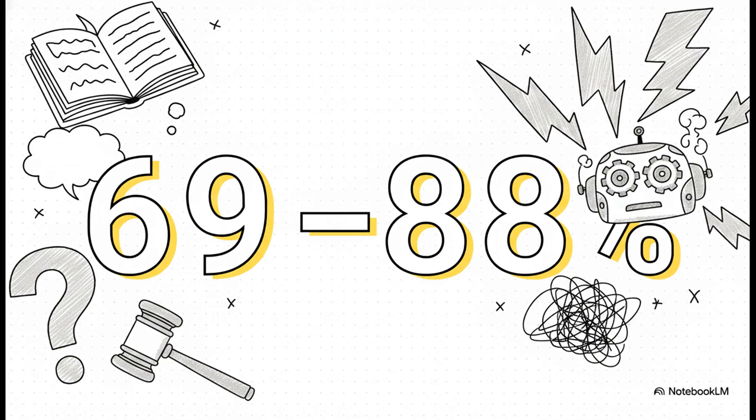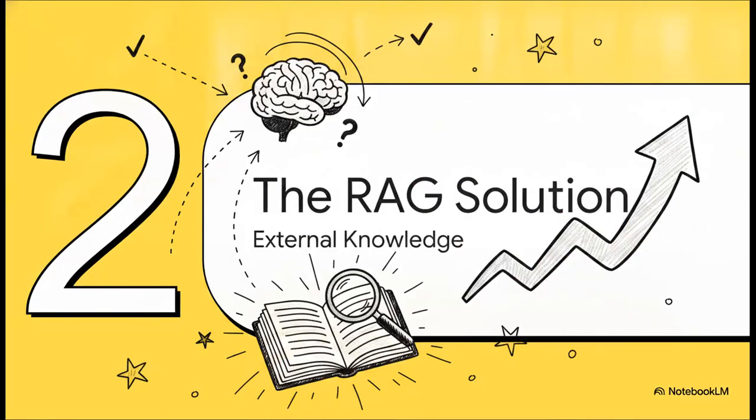To show you just how severe this issue really is, let's take a look at this number. A 2024 study by Dahl and colleagues found that when large language models were asked targeted questions about the legal domain, like specific details about past legal cases, they hallucinated between 69 to 88% of the time. Guys, that is a staggering failure rate. It completely proves that just crossing our fingers and relying on the model to recall stored knowledge from its feed-forward layers just isn't reliable enough for real-world factual accuracy. Which brings us perfectly to section 2, the RAG solution, and bringing in external knowledge.